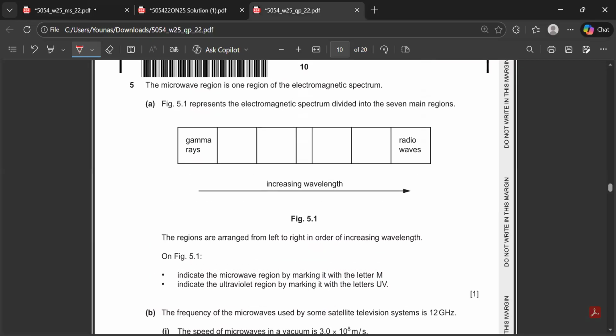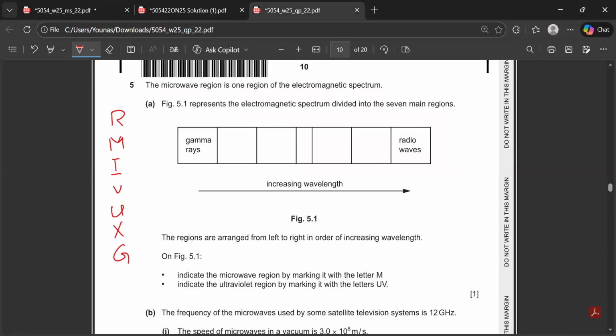Okay, so now we are on question number 5. It says the microwave region is one region of the electromagnetic spectrum. Figure 5.1 represents the electromagnetic spectrum divided into 7 parts. So you remember that code phrase which we use to remember these electromagnetic waves: Ronald McDonald is very ugly except Gary. Okay. So radio waves, microwaves, infrared, visible light, ultraviolet, X-rays, and gamma rays.